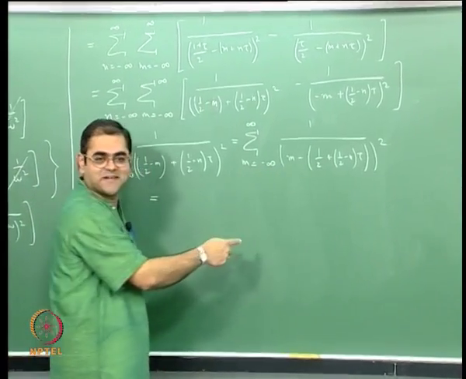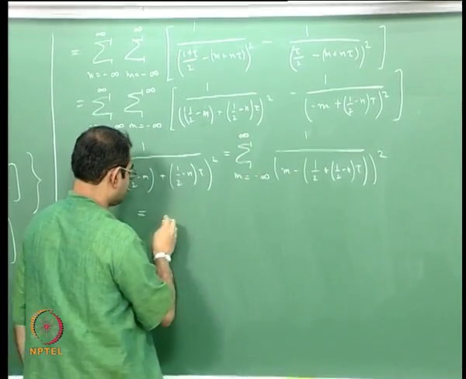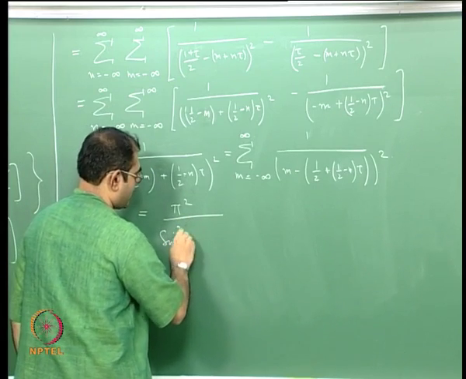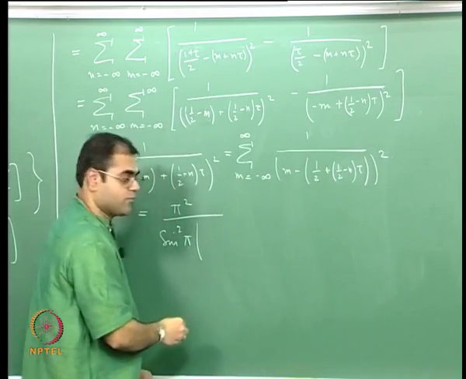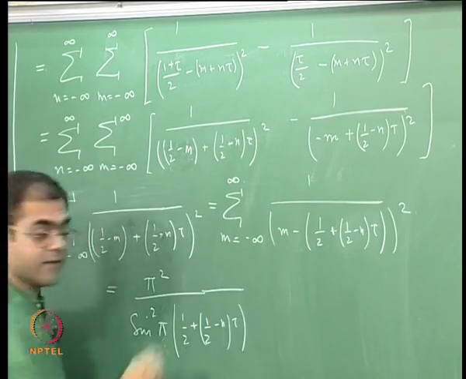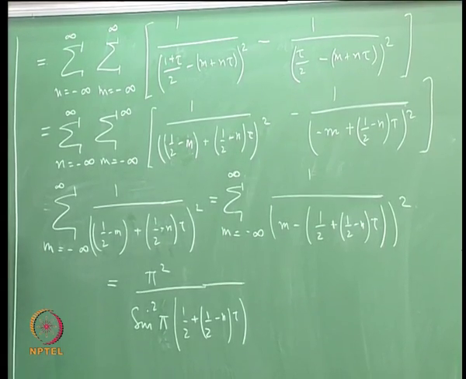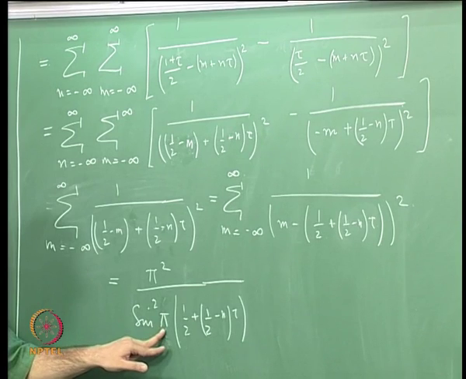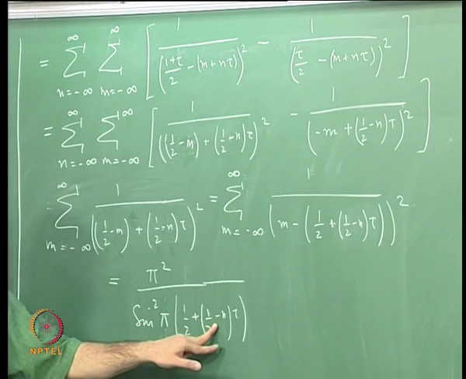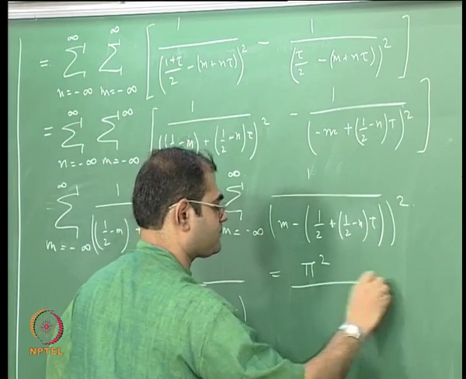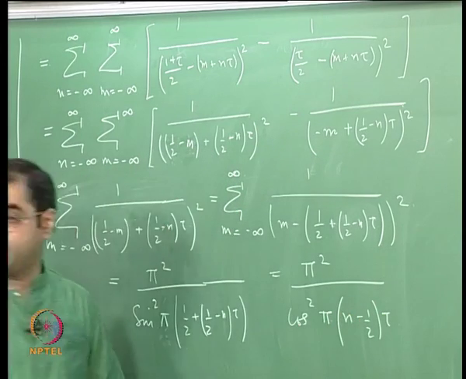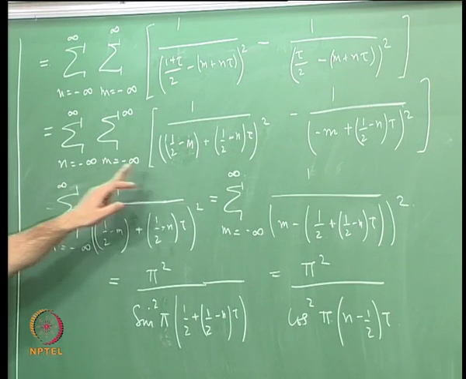Okay, if I apply that formula, then this is pi squared by sine squared pi times this whole thing. So I will get half plus half minus n into tau. Now if I push the pi inside, I can change this sine squared to cos squared, and write that as n minus half tau. So this finally becomes pi squared by cos squared pi into n minus half tau. This is what you get of the first term.